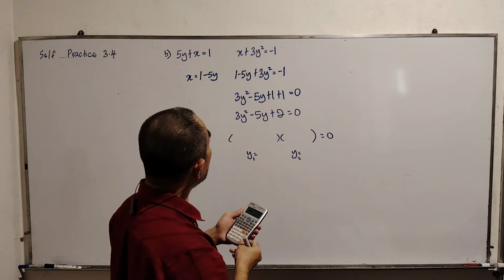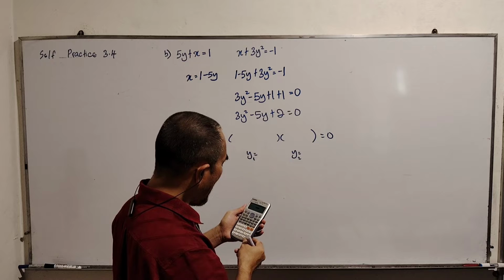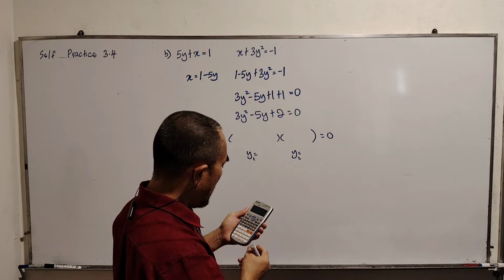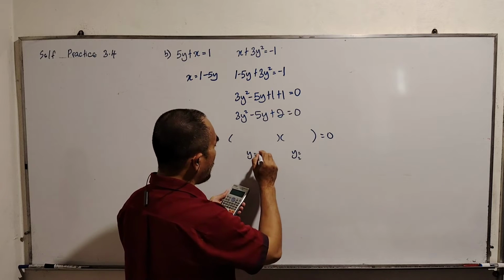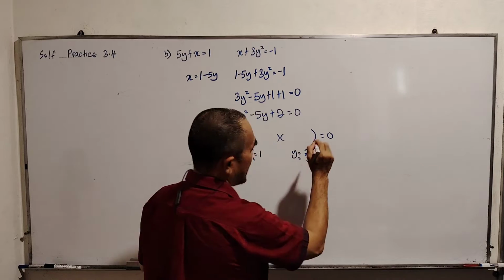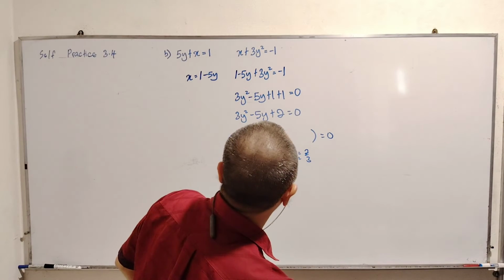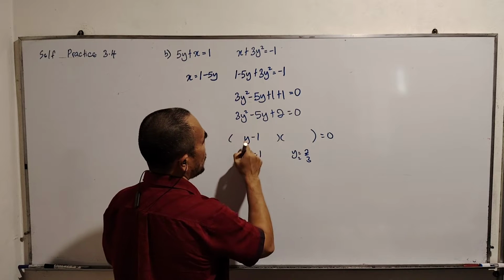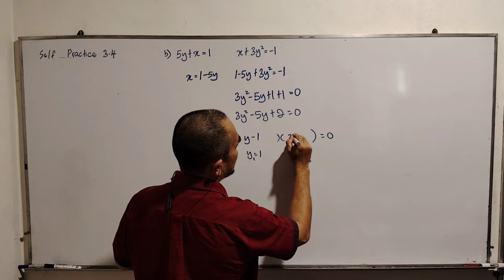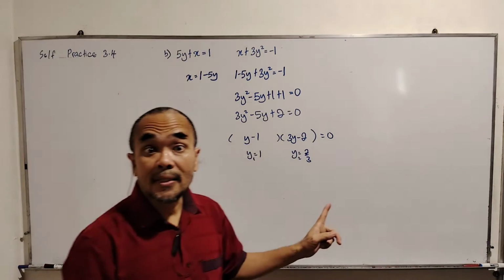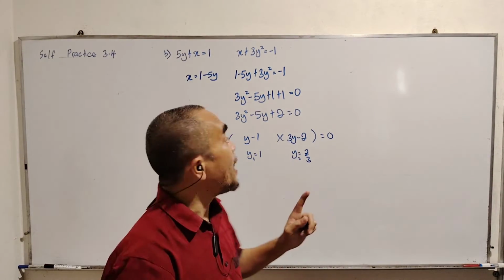So the value of a is 3, b is negative 5, and c is 2. Then you get the first value of y is 1, the other is 2 over 3. And as for the factorization, it becomes y minus 1 and 3y minus 2. But these are the values of y.